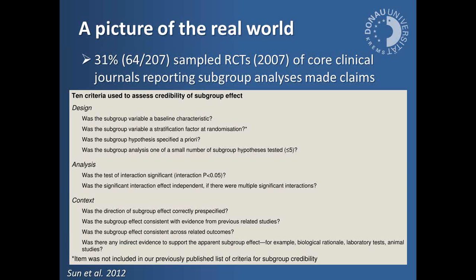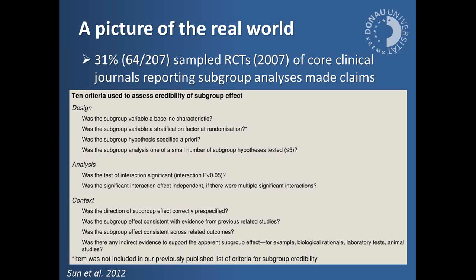and from the context, was the direction of subgroup effect correctly pre-specified, this is rarely done, and was the subgroup effect consistent with evidence from previous related studies, and also was it consistent across related outcomes if different outcomes were measured. And also important, is there any indirect evidence to support the apparent subgroup effect, for example, biological rationale, laboratory tests, animal studies.